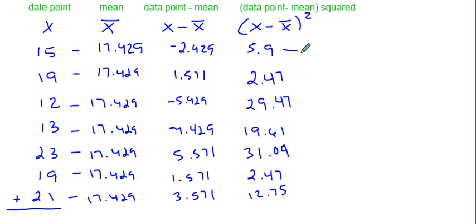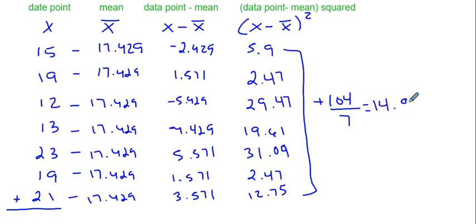My next step is to add all of these values together, and then divide by the number of points that there are. Again, there are 7 points here. So when I add all these values up, I get about 104, and divide by 7. So I get 14.82. My last step is to take the square root of this value. So the square root of 14.82 is equal to 3.85. So this is my standard deviation.